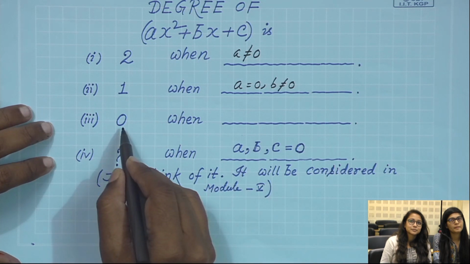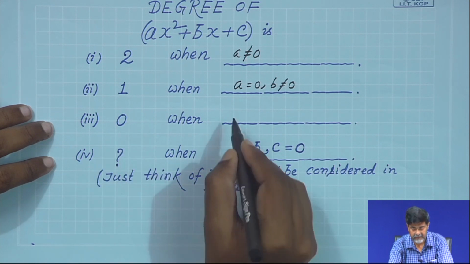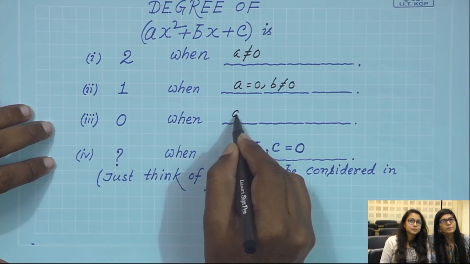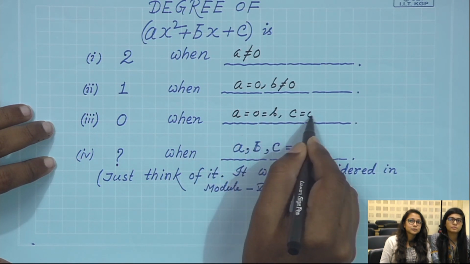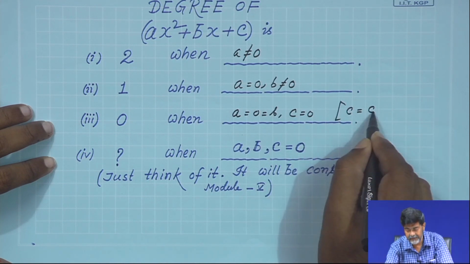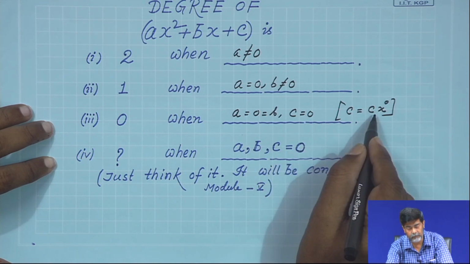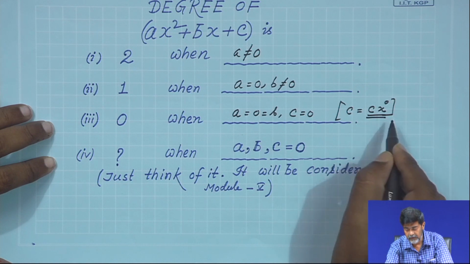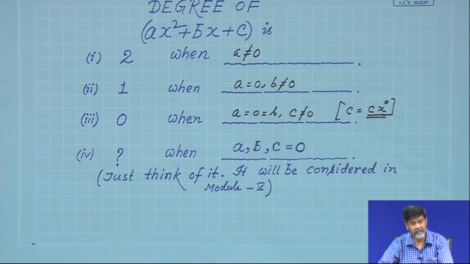And what are the conditions for which the degree of the polynomial will be 0? For this case, a and b are equal to 0 and c is not equal to 0, because you are getting c into x to the power 0. If we make c equal to 0, then there would be a problem. So, in order to make the term c x to the power 0 present, we should make c non-zero. Therefore, these are the conditions for getting 2, 1 and 0 as the degrees of this polynomial.